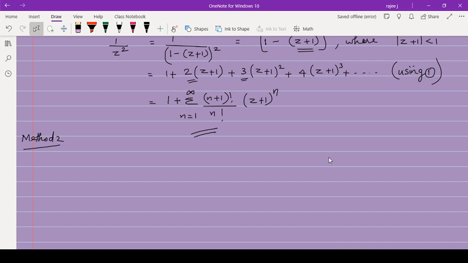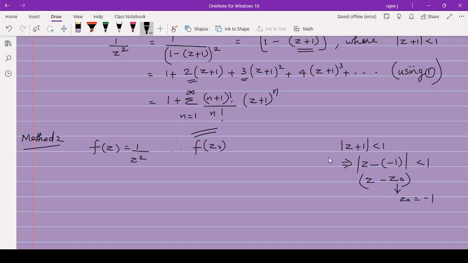f of z is equal to 1 upon z square, and here mod of z plus 1 is less than 1. So if I write this in z minus z0 form, it is z minus minus 1 less than 1. Okay, z minus minus 1 is z plus 1. So this is comparing with z minus z0. What is z0 here? z0 is minus 1. So f of z is this one. Therefore, f of z0 means f of minus 1.